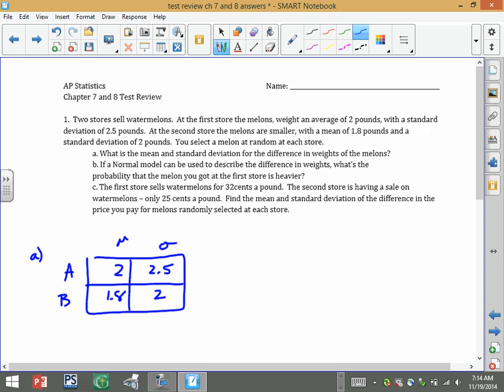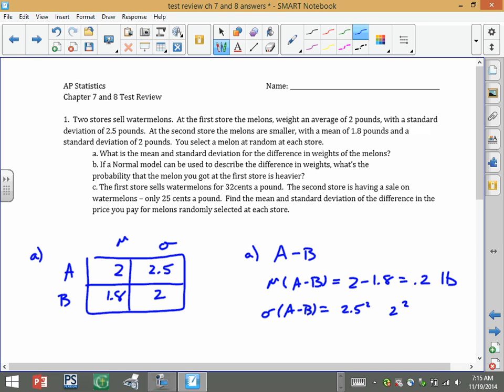And then for question A, what's the mean and standard deviation for the difference in melons. So in other words, A minus B. And so the mean or the expected value of A minus B, you'll just do 2 minus 1.8, which is 0.2 pounds. And then the standard deviation of A minus B. Remember, we want to first convert to variances, 2.5 squared and 2 squared. And you always want to add those variances. And so once you do that, that calculation is going to be 3.2 pounds.